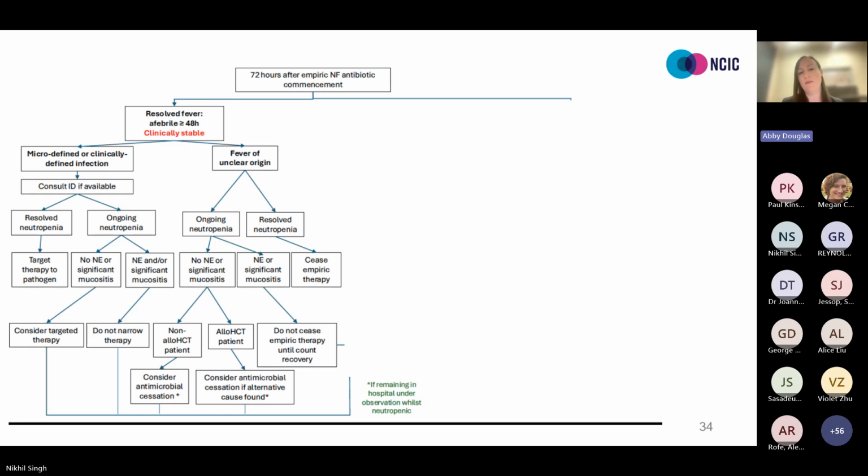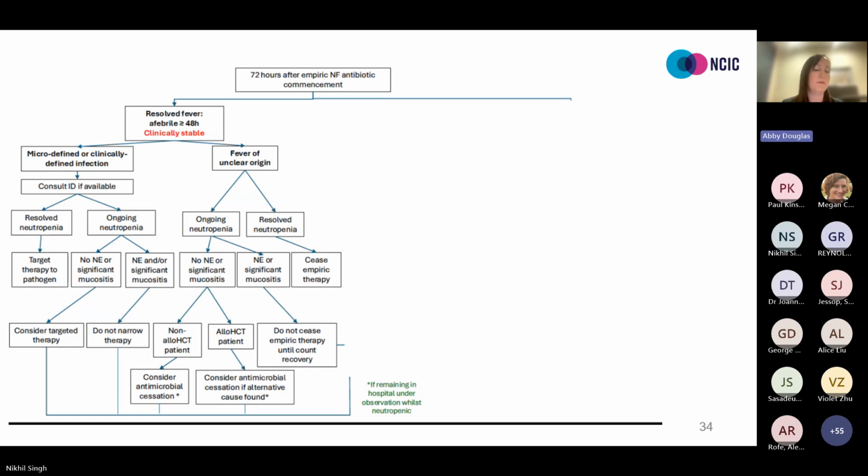So basically, we have a very extensive flowchart in the guidelines to try and walk you through the different scenarios of what would happen at the 72 hours of empiric neutropenic fever for these high-risk patients, essentially. So those with prolonged neutropenia. So the first, and I guess fairly the simplest, is those who have resolved fever. So the fever has gone away for more than 48 hours and this is a clinically stable patient.